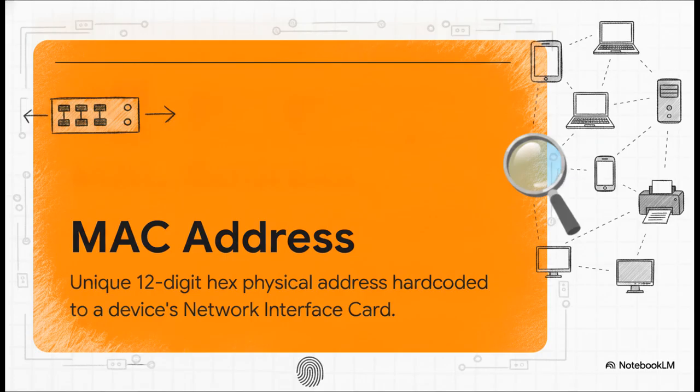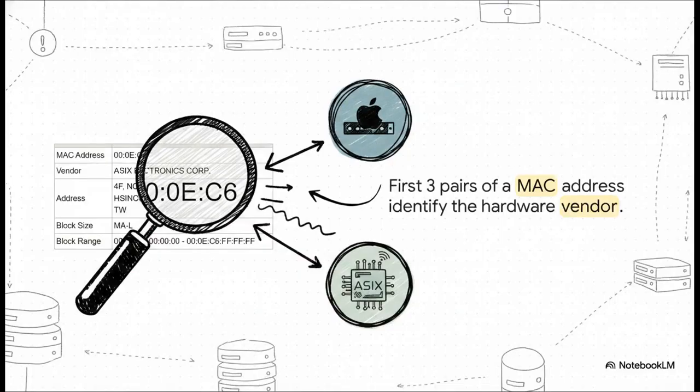So while your IP address might change depending on what coffee shop network you connect to, your MAC address acts as your device's unchangeable physical fingerprint on a local network, and it's primarily used by switches to direct traffic locally. Here's where it gets kinda wild.